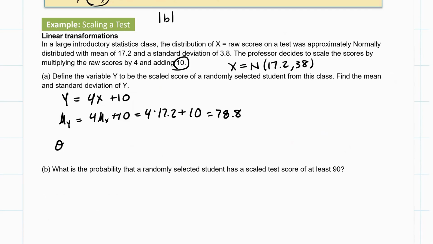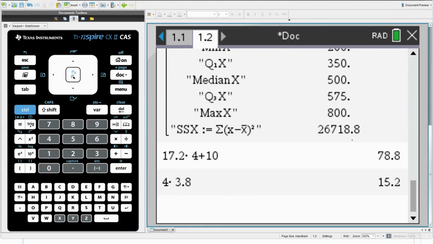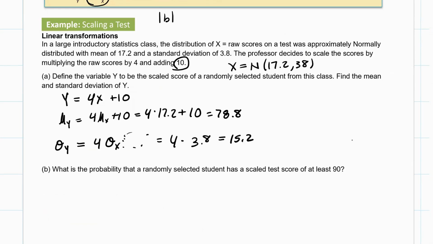Okay, what about your new standard deviation? Well, 4 times the old standard deviation, and remember, do not put in that plus. So this is 4 times 3.8, and that is 15.2. All right, there's our new distribution. And because the shape stays the same, we could say that Y is normally distributed with a mean of 78.8 and a standard deviation of 15.2.